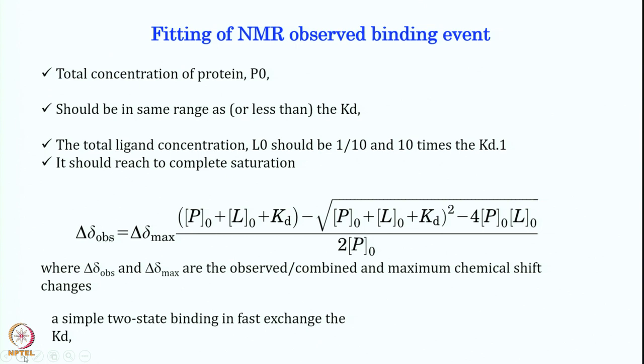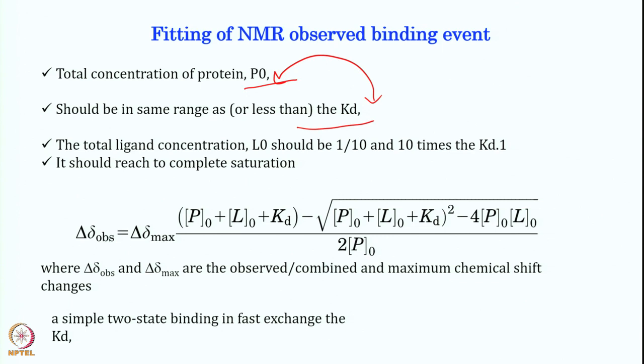For getting a quantitative estimate, we need to know the starting concentration of protein, which is P0. In which range should this KD come? You should have some idea from orthogonal techniques, like we discussed ITC, SPR or any other technique, fluorescence based. What is typically the order of magnitude we are getting? That will be a good idea to have. The concentration of protein should be of the order of KD.